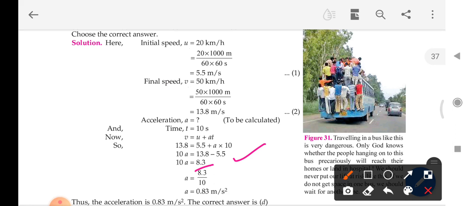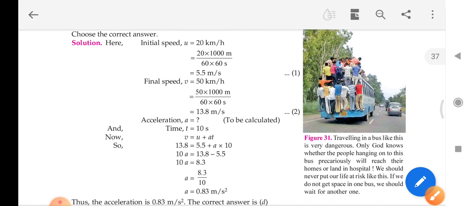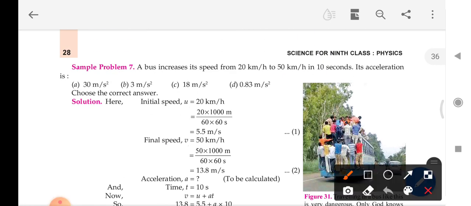a equal to 8.3 by 10. When we divide 8.3 by 10, we get 0.83. So the unit of acceleration is meter per second square. So the acceleration is 0.83 meter per second square. So the option D is the correct answer.